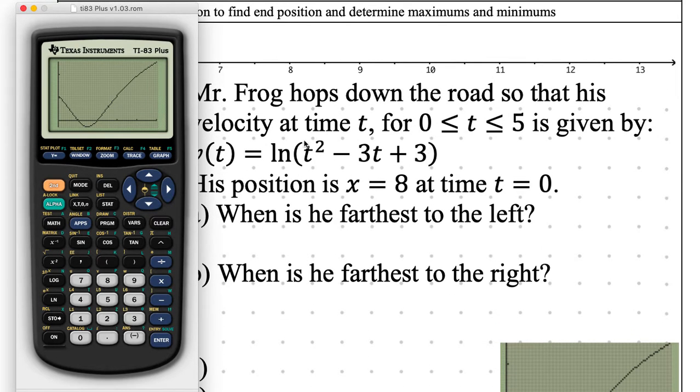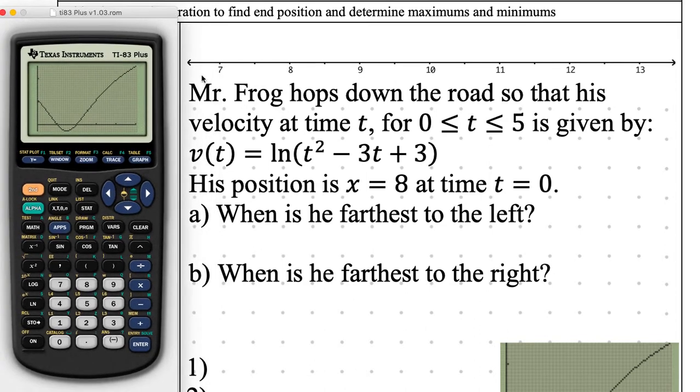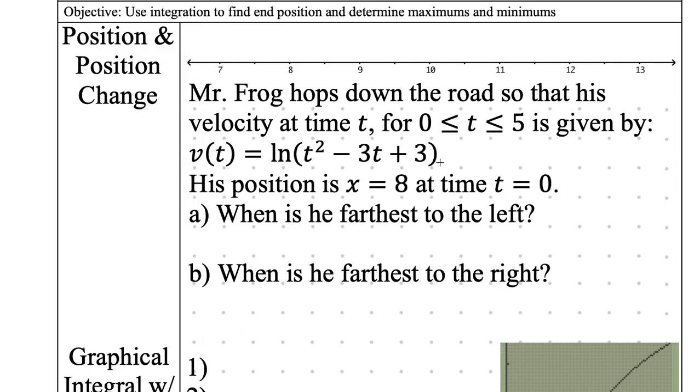So what is his position at x equals 8? Or his position is x equals 8 at time equals 0. So we have a starting value. Let's all label that in the notes. This is the start. We don't start at 0. And very frequently, you are not going to start at 0 because they like to trick you to see if you're paying attention. So always look for the start value. We should always be labeling that. So here we go. We start here at 8. There's Mr. Frog.